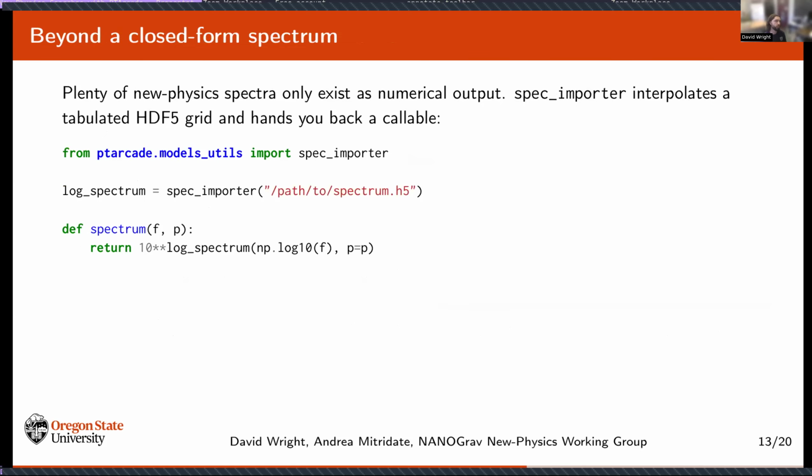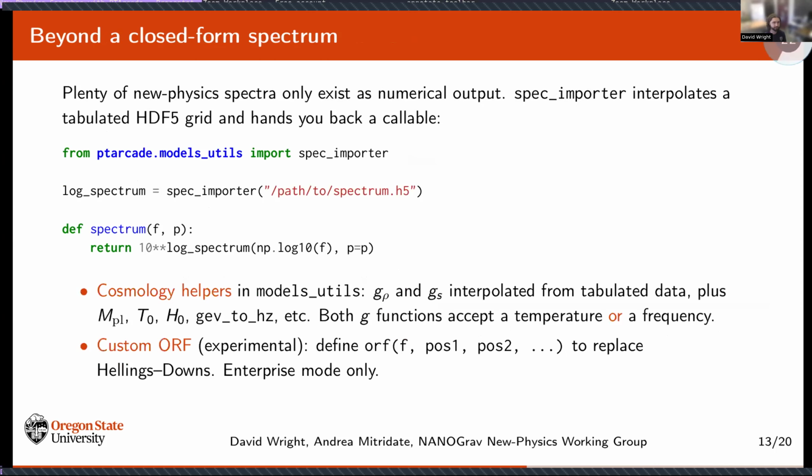So if you don't have a closed form analytic spectrum, but you have some kind of tabulated data, some kind of simulations, we can handle that as well with PTArcade. We have a function called spec importer that'll read an H5 file, which we have instructions in the documentation about how to make. And then this will really quickly interpolate that tabulated data for you.